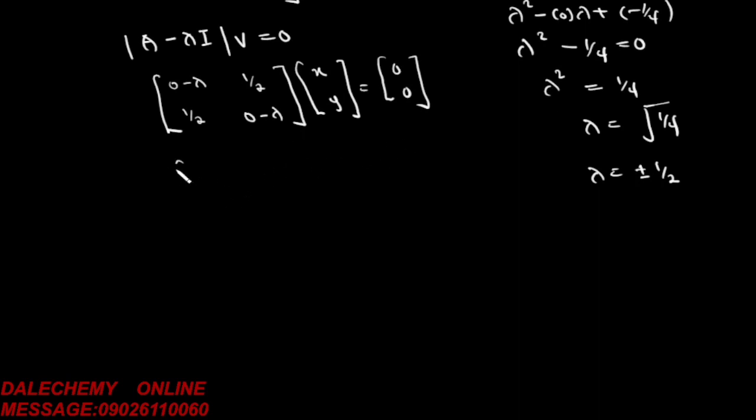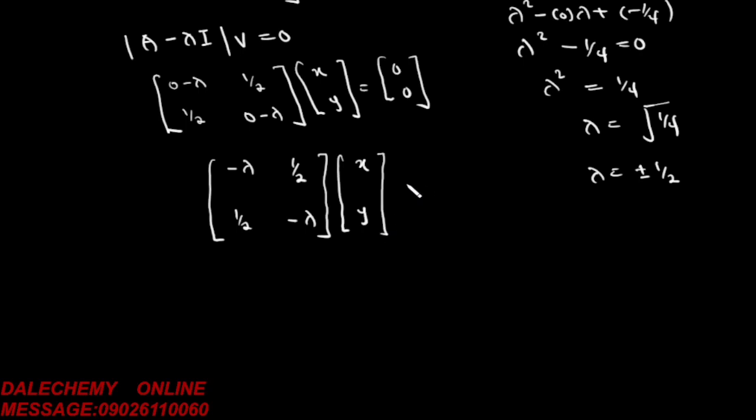Now let me simplify this further. If you simplify, you have minus lambda, 1 over 2, 1 over 2, minus lambda, times x y, equals 0 0.